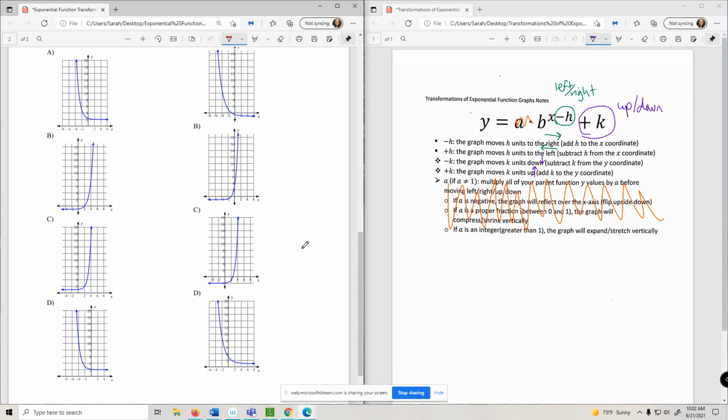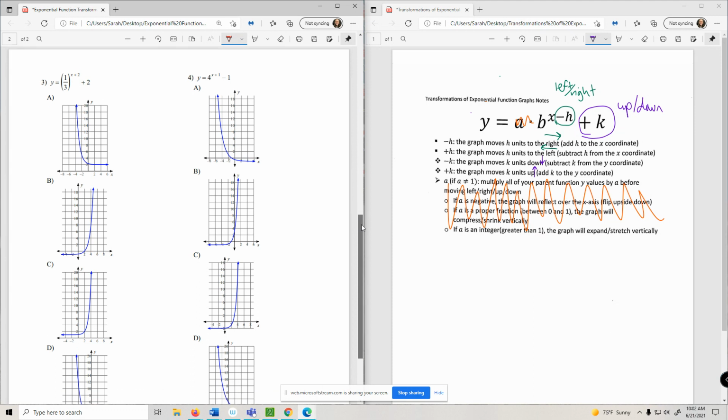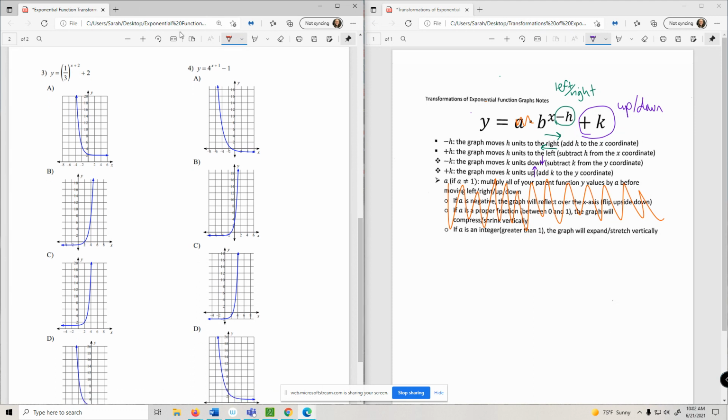So then 3 and 4, same idea, but just notice that now we have numbers both in the exponent and at the end of the equation. So as always, start with your table of values. Making our table of values for just the parent function. So for this one, it's just 1/3 to the x. 1/3 to the 0 is 1. 1/3 to the 1 is 1/3. 1/3 squared is 1/9. And then reciprocals for the negatives. Reciprocal of 1/3 is 3. Reciprocal of 1/9 is 9.